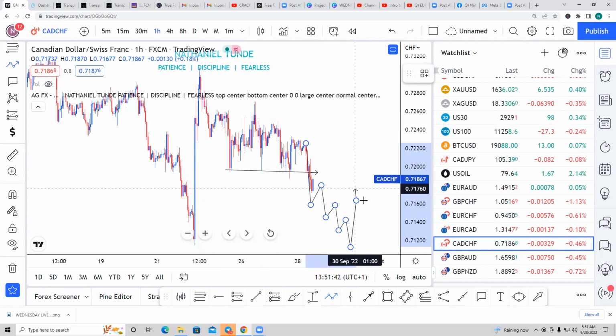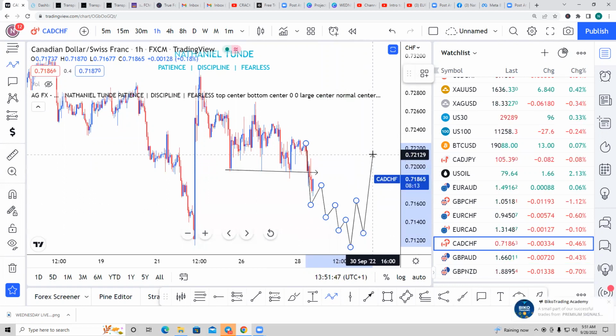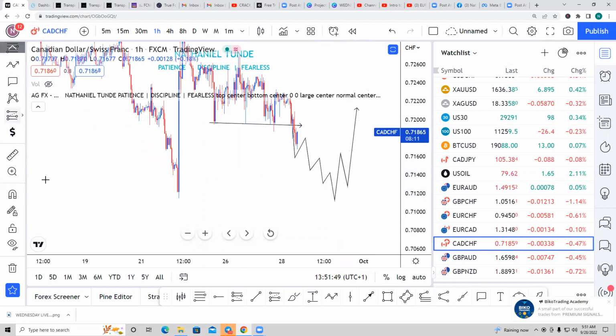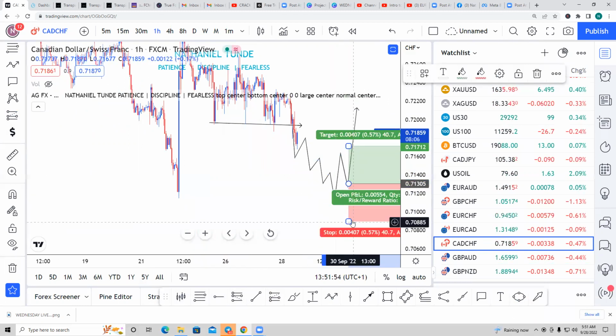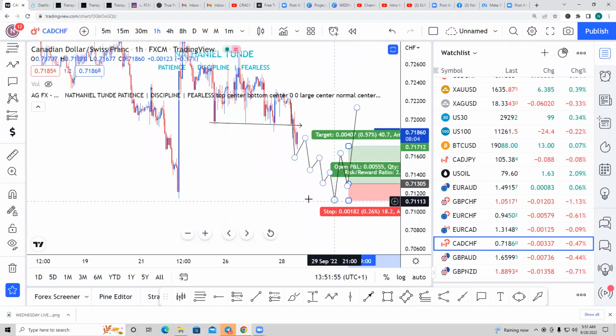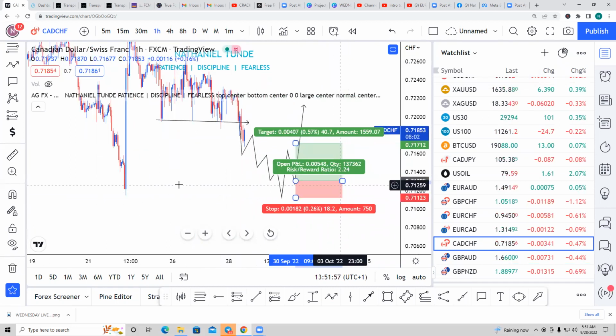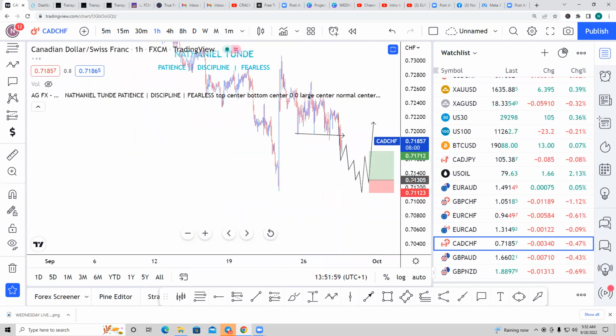A move will break it to the upside. Wait for the market to give you a discount and buy to the upside. And in this case, your entry is this level, your stop loss is right here, and then your TP. Okay, let's project the TP.